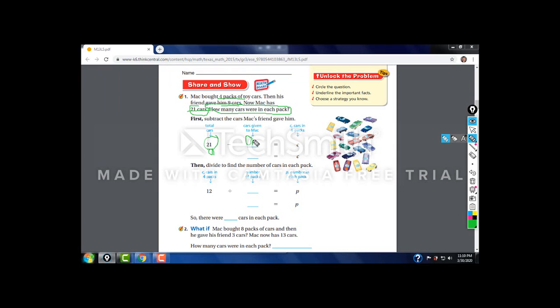All right, where were we? 21 minus 9. That equals 12. Right? So that gives us how many cars were in 4 packs. So I have 12 total. Now then, divide by the number of packs. So I have 12 cars in 4 packs. How many packs do I have? 4. So 12 divided by 4 is 3. So there were 3 cars in each pack.